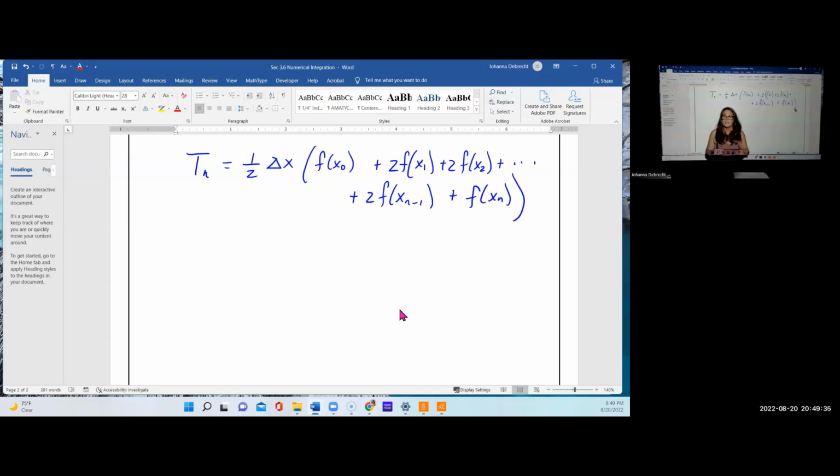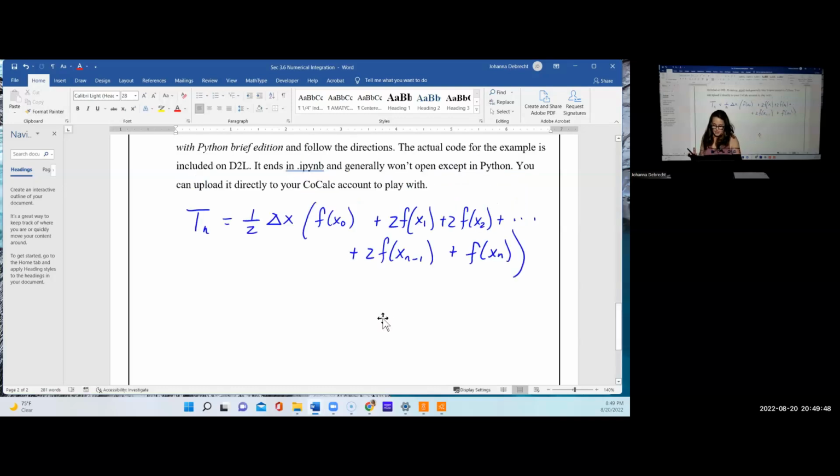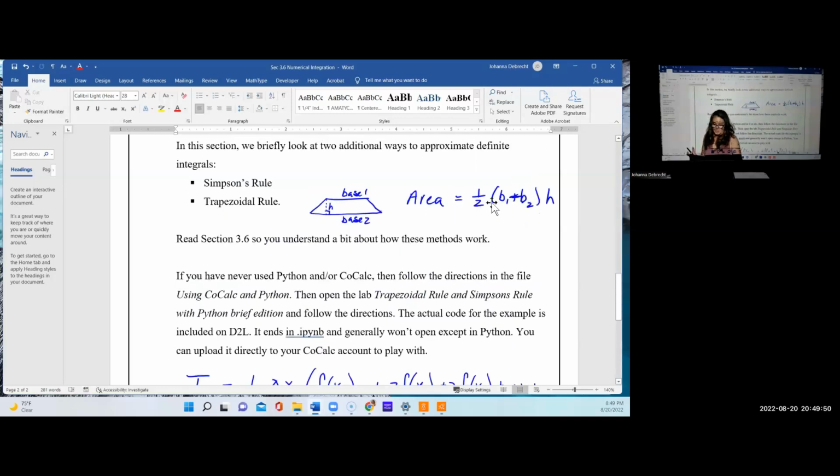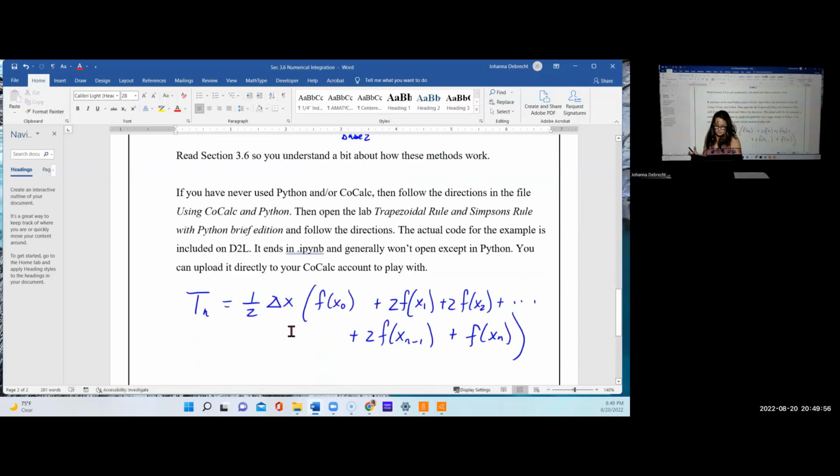Now, why do the first on the far left and the last on the far right only get counted once? And what's with the 1/2? Well, the 1/2 is coming from that average of the bases, right? We're averaging the lengths of the 2 bases, as we saw in this formula up here. So that's where the 1/2 is coming from. The h represents our delta x that you see here. So why is this only present once and this is present once? And why are all the ones in between present twice?